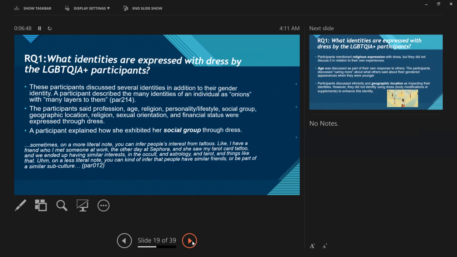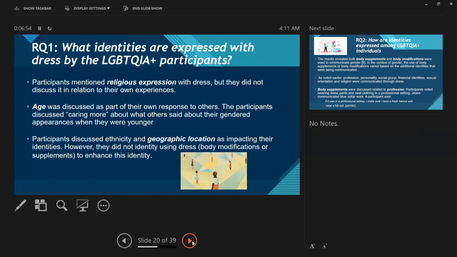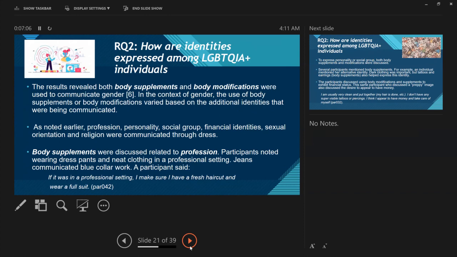Participants mentioned religious expression with dress, but they didn't discuss it related to their own experience. And then age was discussed, as well as ethnicity and geographic location, whether they were rural or urban areas. The second research question: how are identities expressed among LGBTQIA individuals with regards to dress?